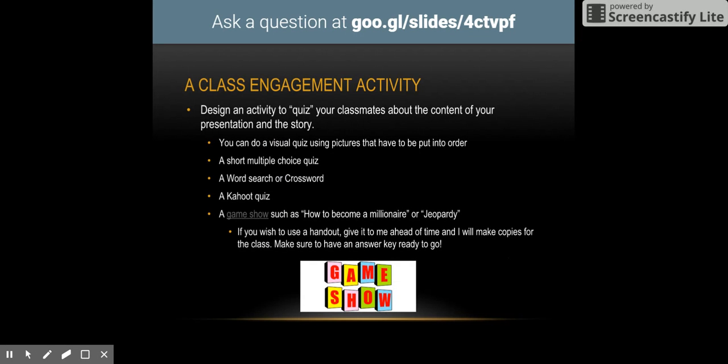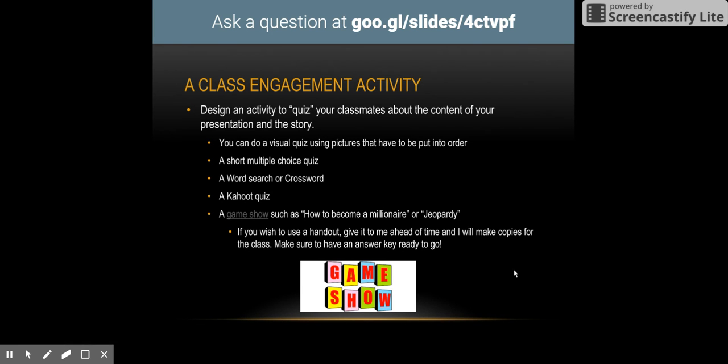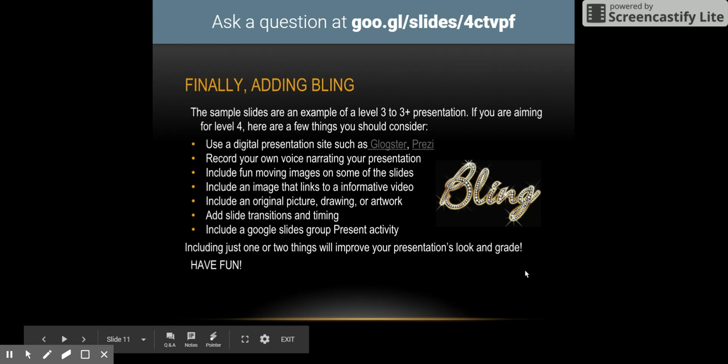Then you finish off with a class engagement activity. Design an activity to quiz your classmates with the content of your presentation and the story. You can do a visual quiz using pictures that have to be put in order, a multiple choice quiz, anything you want. Here's a link to a game show site which will give you templates for game shows such as How to Become a Millionaire or Jeopardy! If you wish to use a handout, give it to me ahead of time and I'll make copies for the class. Make sure you have an answer key ready to go.